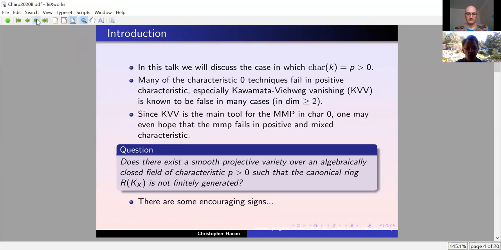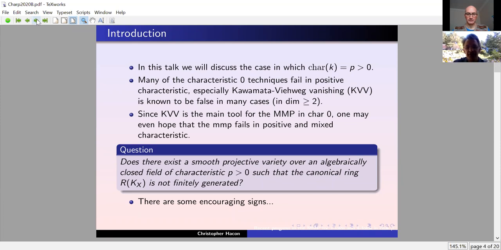So I'm an optimist, so I would like to ask the question: does there exist a smooth projective variety over an algebraically closed field of positive characteristic such that the canonical ring is not finitely generated? I'm sort of hoping that this will be true, and luckily I don't have any results in this direction, but hopefully one day.